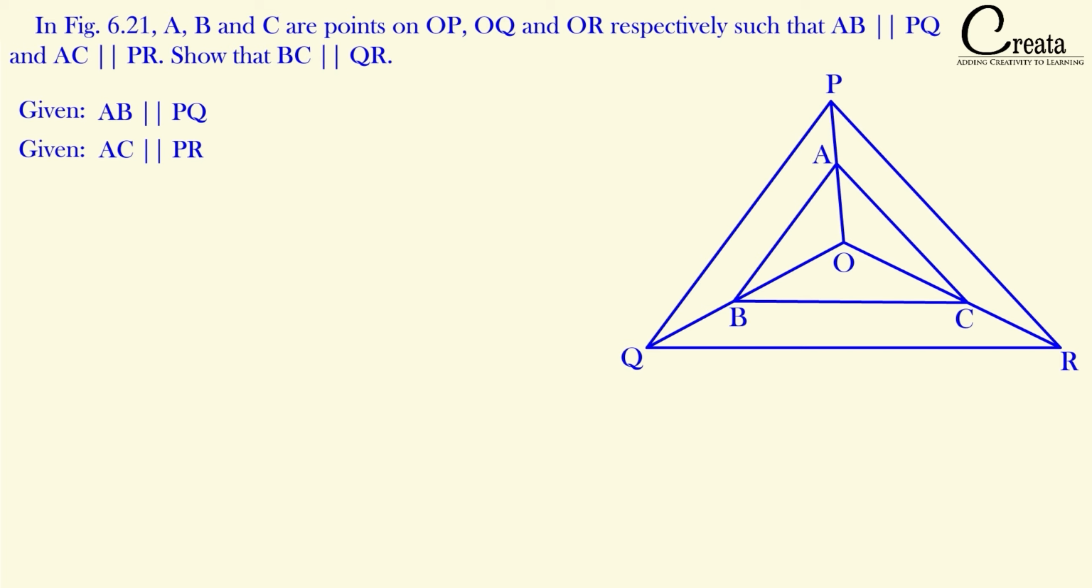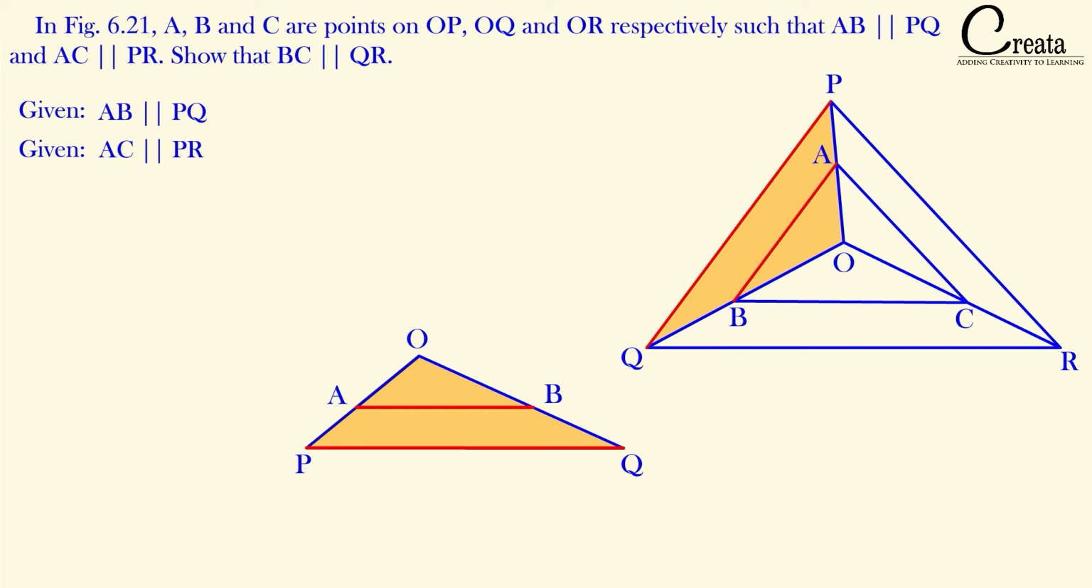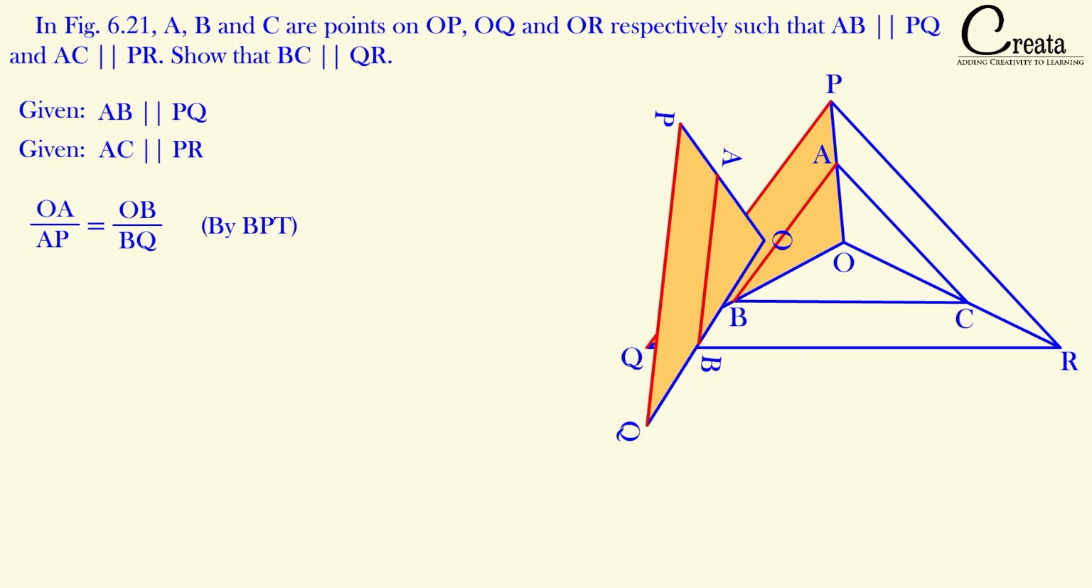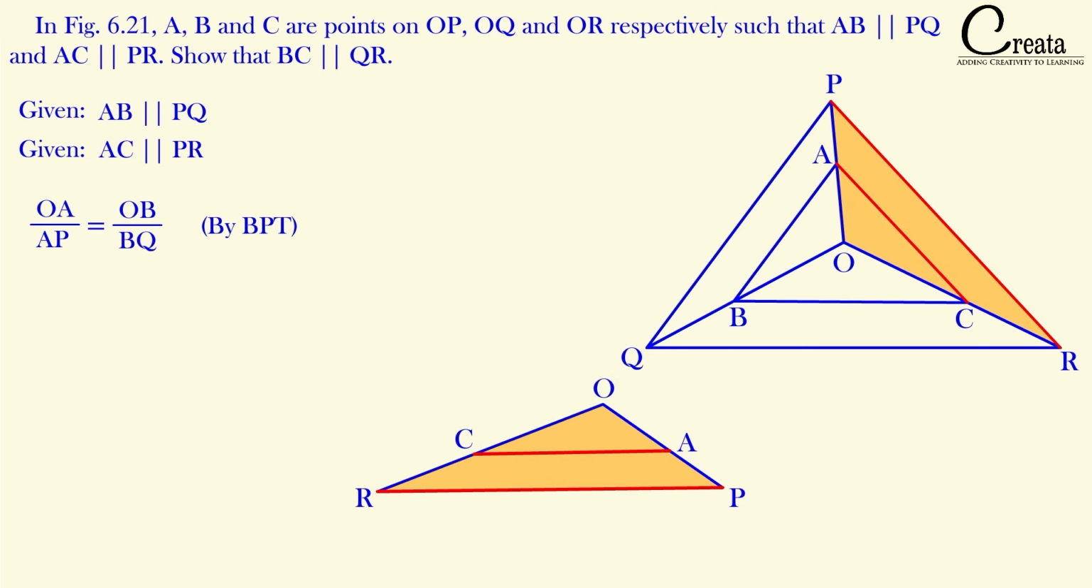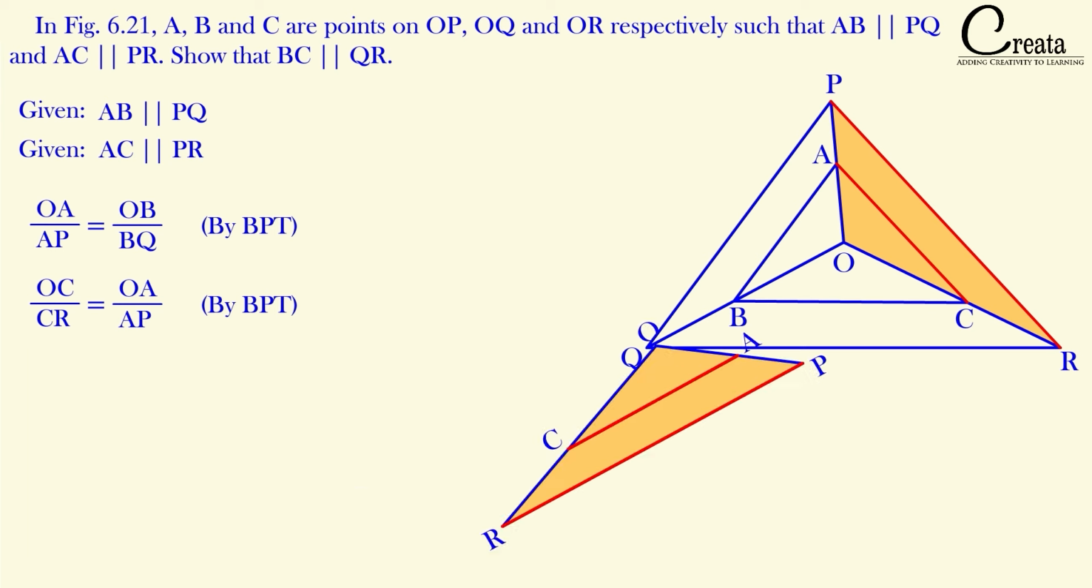Firstly, let's check the first triangle POQ. In this triangle, AB is parallel to PQ. Let's apply the BPT. We got OA upon AP is equal to OB upon BQ. Okay, the simple BPT we have applied. In the second triangle, where AC is parallel to PR, again, let's apply the BPT theorem. We got OC upon CR is equal to OA upon AP. Okay, the simple BPT theorem 6.1 we have applied.